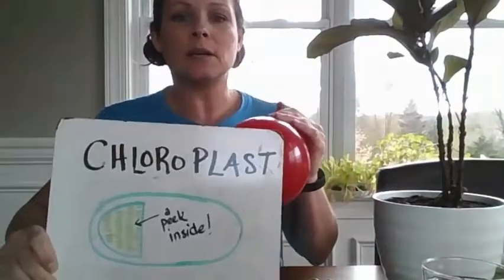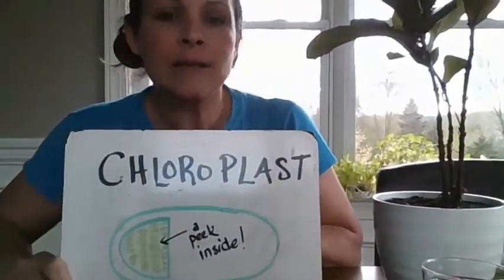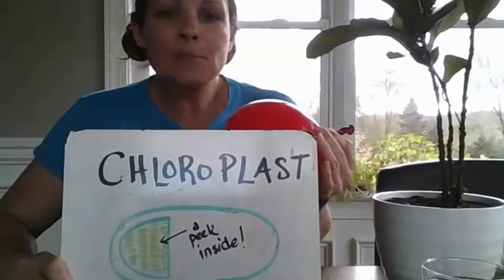Now, what is a chloroplast, Ms. Emers? I've got to tell you, chloroplasts are really important. They're tiny little green organelles that are found only in plant and algae cells. They're green because they have a special pigment called chlorophyll. Now, if we were to look at a chloroplast, it would look kind of like this. It's really small. It's kind of bean-shaped.